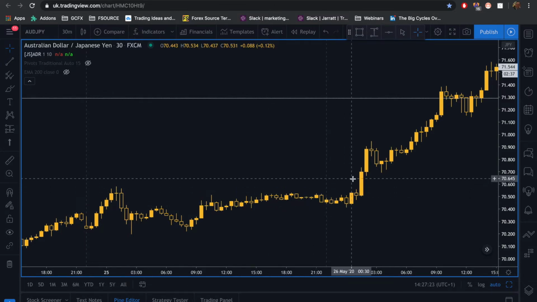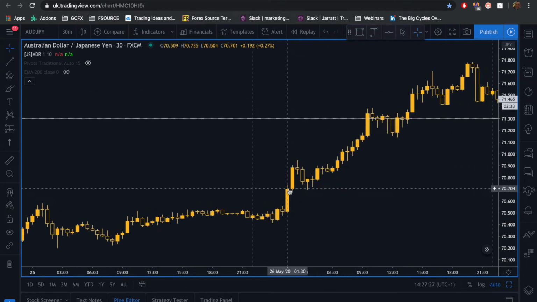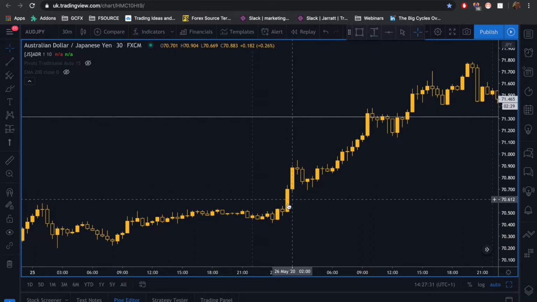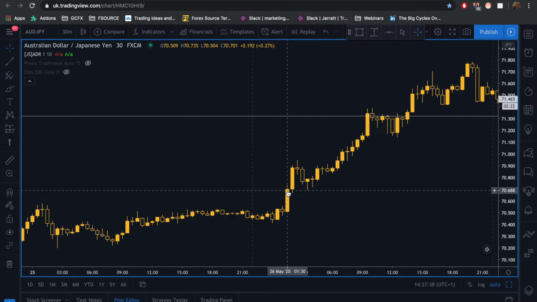So let's take an example from the 26th of May this week. Now on the 26th of May this week, I posted on the HYCM blog that we were looking to buy the Australian dollar Japanese yen currency pair. The reason was that the risk tone had improved on optimism about a potential COVID-19 vaccine. That led to US stocks moving higher, and the company Novavax announced on the Monday of that week that it started its first human trial on its coronavirus vaccine.